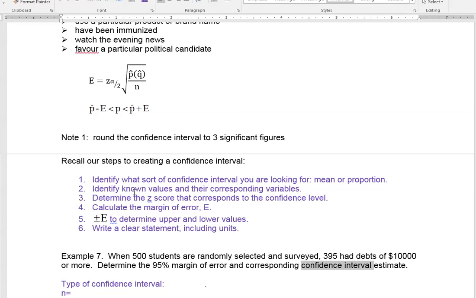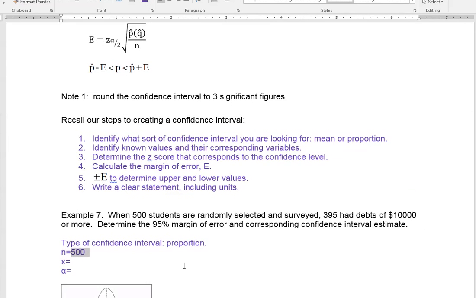Now we see that it's saying so many out of a total. So it's kind of subtle. You got to watch for these ones because sometimes they are a little bit subtle. So if we're looking at a certain number out of a total, that's telling us proportion, right? It's a fraction. So fraction is another way of saying proportion. So our type of confidence interval, we know now this is a proportion confidence interval. So the n that we've got in this question, right, our total number of students, 500. And our x is going to be the numbers that fit into our category, in this case, unfortunately, having debt.